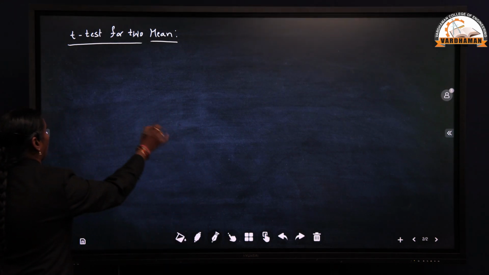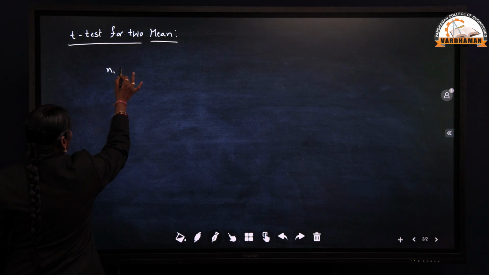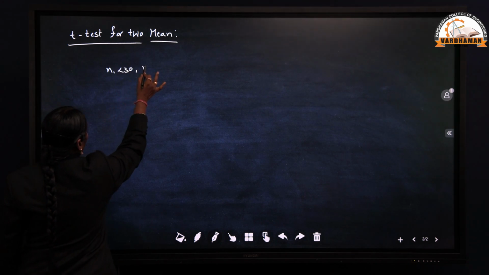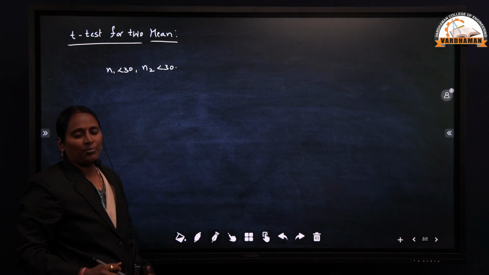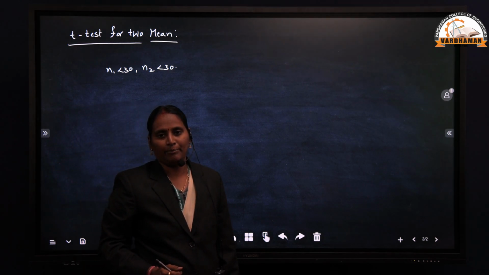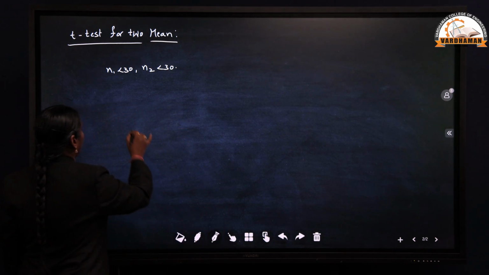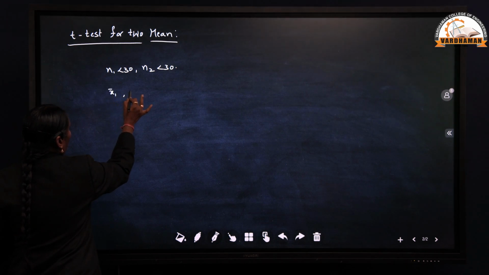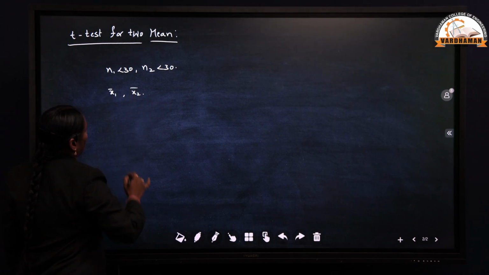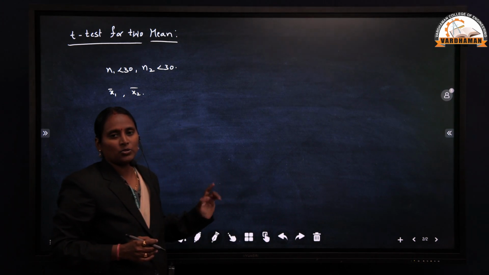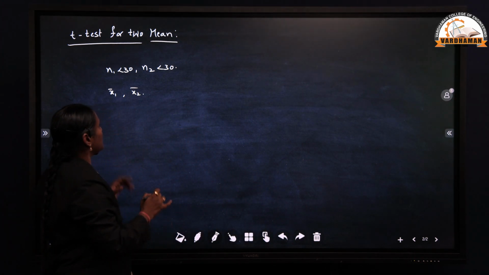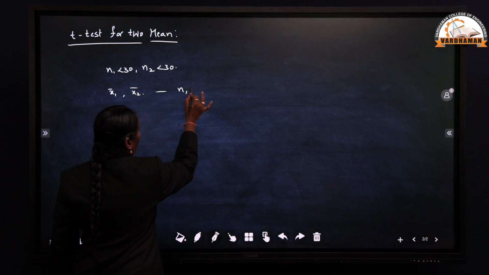So whenever we are having two sample sizes, n1 less than 30, n2 less than 30, obviously we will get two sample means, so that it should be defined in terms of x1 bar and x2 bar. So now we are going to define the process of t-test for 2 mean: let x1 bar, x2 bar be the means of the random samples of sizes n1 and n2.